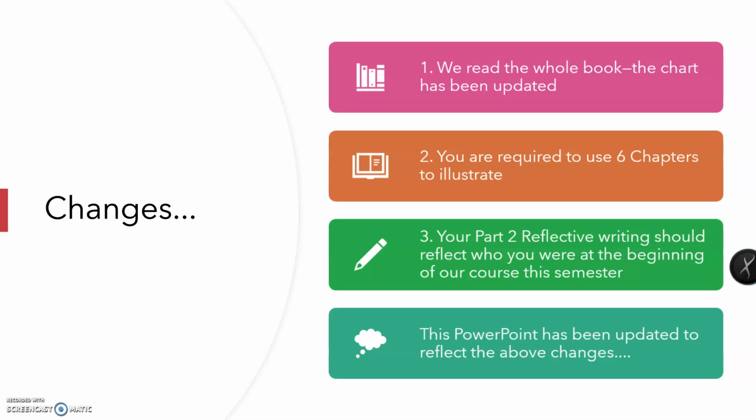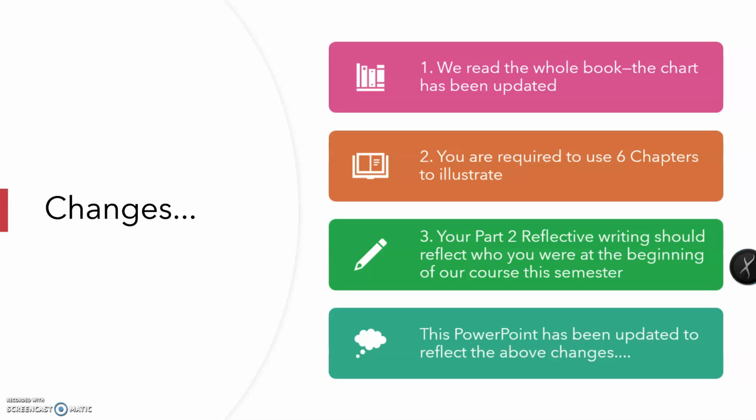Okay, so first, as I said before, we read the whole book. So the chart has been updated to reflect that. And so you'll see as I go over the chart in the other video, there are 2 chapters missing. In the summer course, we did not read chapter 3 or chapter 9, which we ended with this semester. So the chart is updated to include every single chapter so that you can fill out the chart thoroughly.